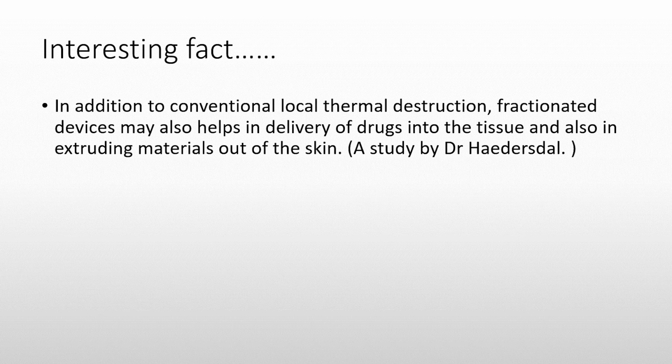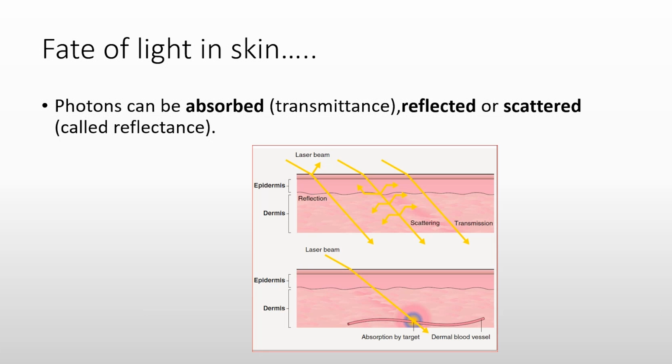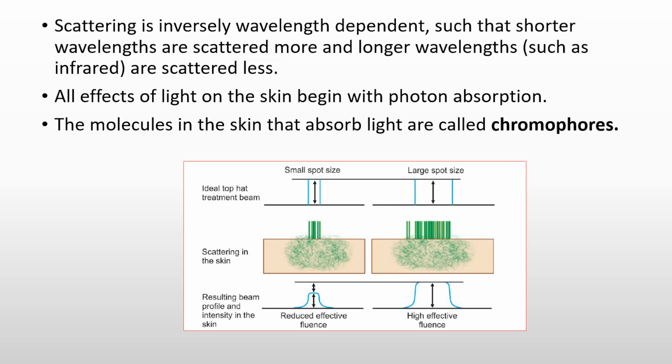What happens to the light which has fallen on the skin? Photons can either be absorbed, transmitted, reflected, or scattered. The scattering is inversely proportional to the wavelength, such that shorter wavelengths are scattered more and longer wavelengths are scattered less. All these effects of light on the skin begin with photon absorption. The molecules which absorb photons in the skin are known as chromophores.